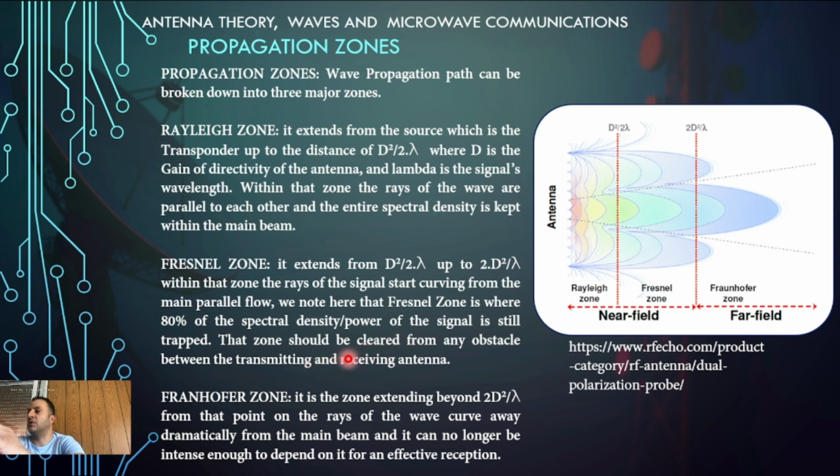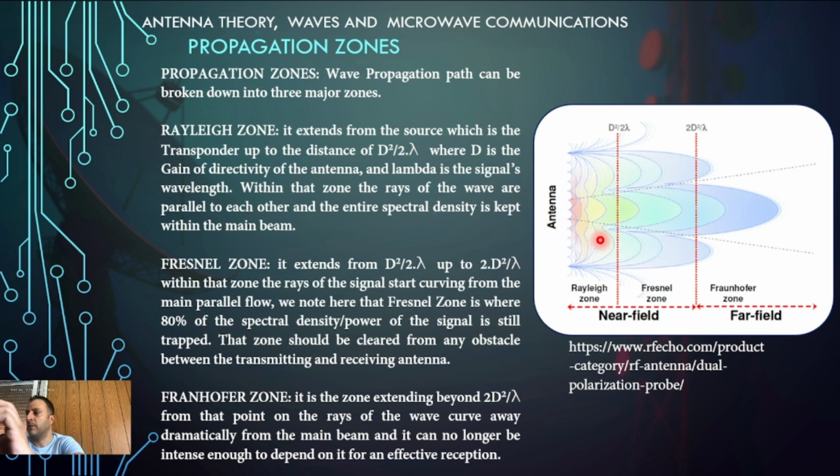That zone, by the way, should be cleared. It's very critical and important for this zone to be cleared of any obstacle. The Fresnel zone carries 80% of the power of the signal. So there should be no obstacle, and there should be a line of sight between two communicating points within that area. Finally, the Fraunhofer zone, which is the zone above the distance of 2d squared over lambda. This is the zone extending beyond 2d squared divided by lambda, meaning after the Fresnel zone.